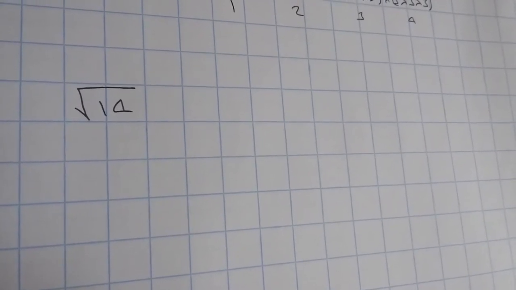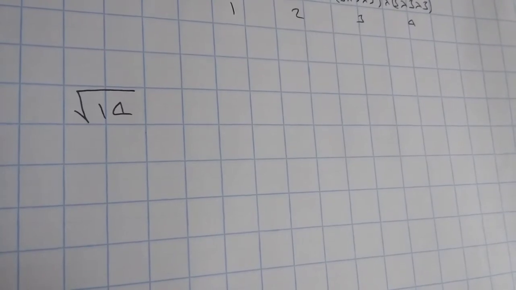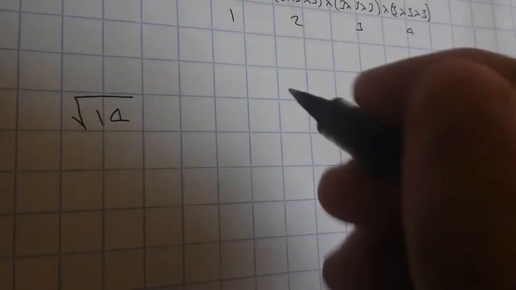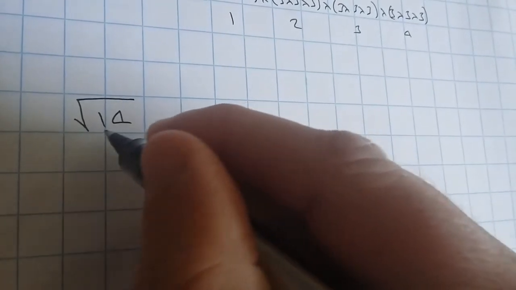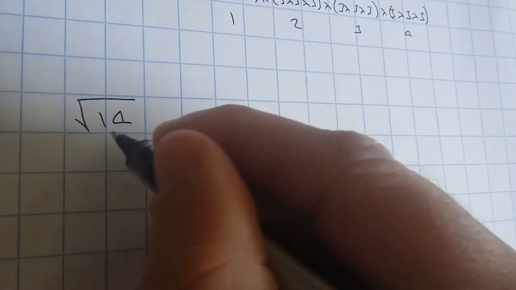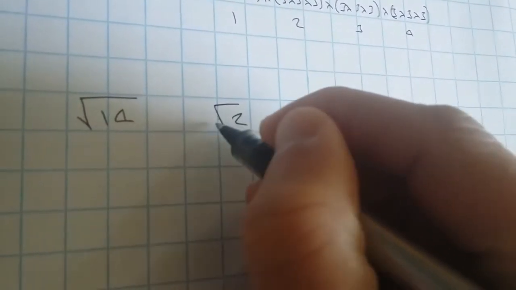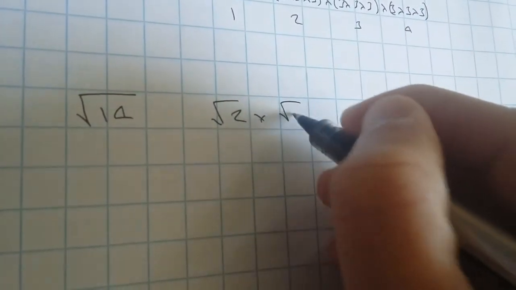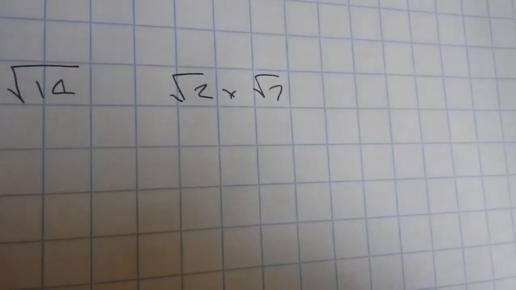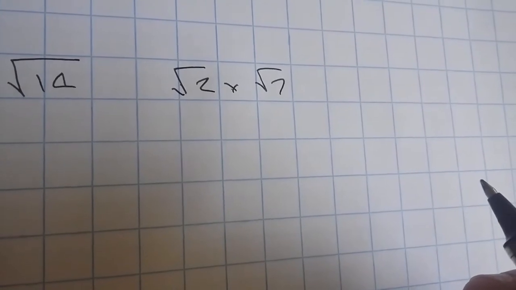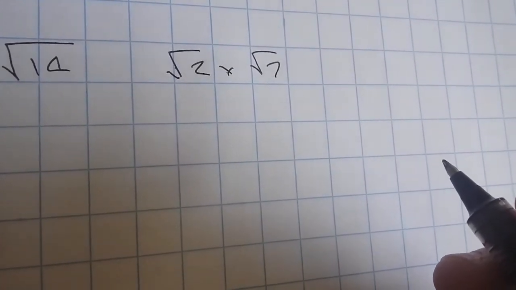Question 3 says write this in the form square root A times square root B. So that just means the square root of a number times the square root of a number. So what numbers multiply to give you 14, 2 and 7? So we write that as square root of 2 times the square root of 7. You wouldn't normally want to do this as a mathematician because that's making it more complex, although sometimes it does help on certain simplifications.